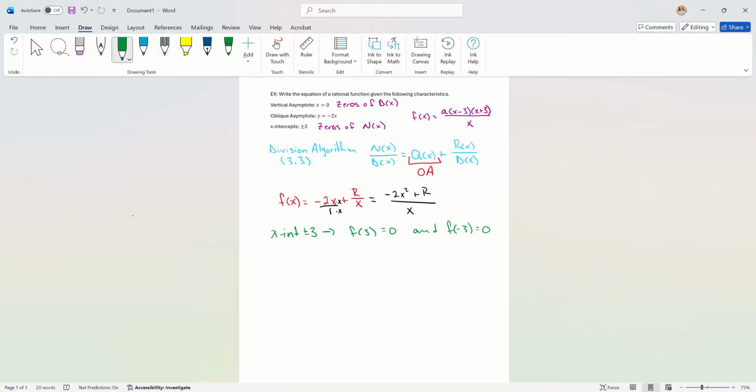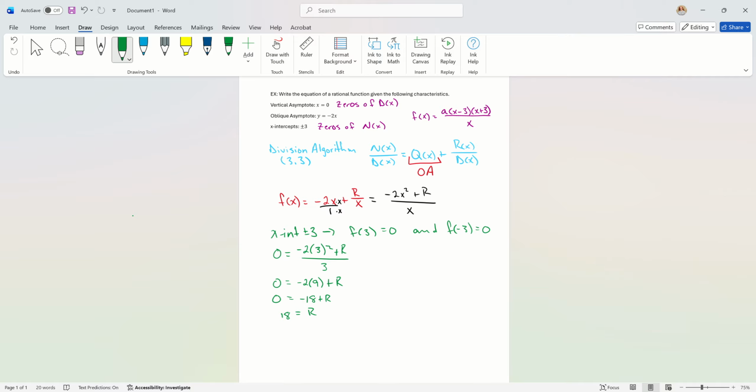So let's use that and our expression here above. So let's say that 0 equals negative 2 times 3 squared plus r all over 3. Well, I can multiply both sides by 3 and get 0 equals negative 2 times 9 plus r, which is 0 equals negative 18 plus r, and r is 18.